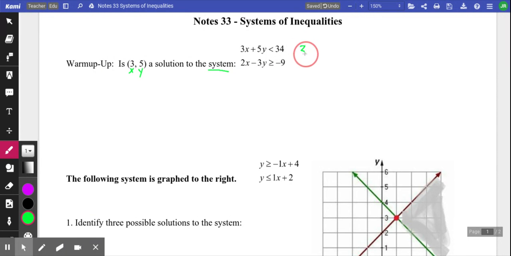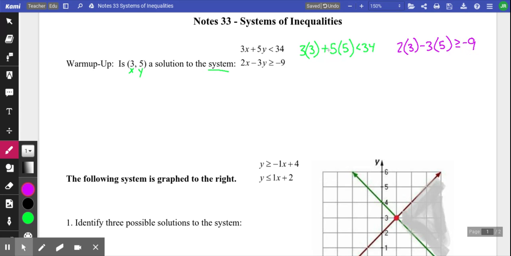For the first inequality, I'd rewrite it but replace x with 3, plus 5 where I replace y with 5, and then see, is that less than 34? Is that true or false? I would also plug my ordered pair into the second inequality, which gives me 2 times 3, minus 3 times 5, and then is that greater than or equal to negative 9?